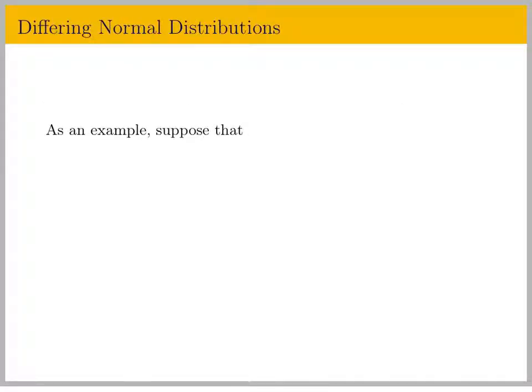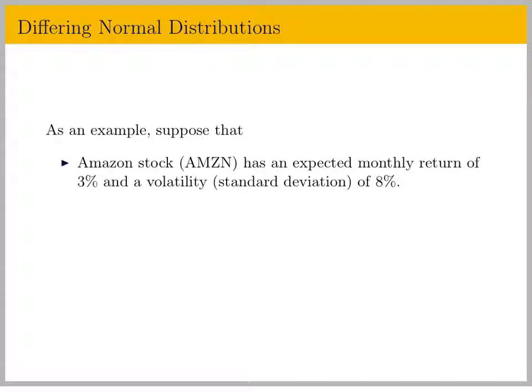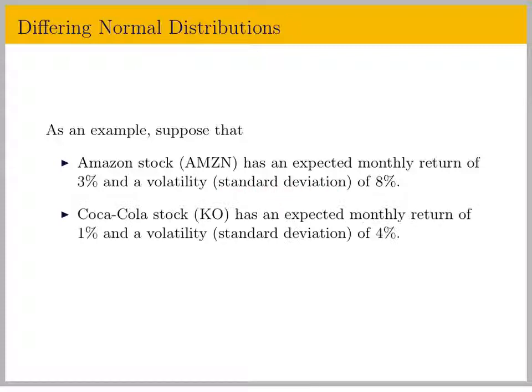As an example, let's suppose that Amazon stock comes from a normal distribution with a mean monthly return. So every month it earns a mean, an expected value of 3%, and that the return on a monthly basis has a volatility of 8%. And remember, volatility is a synonym for standard deviation.